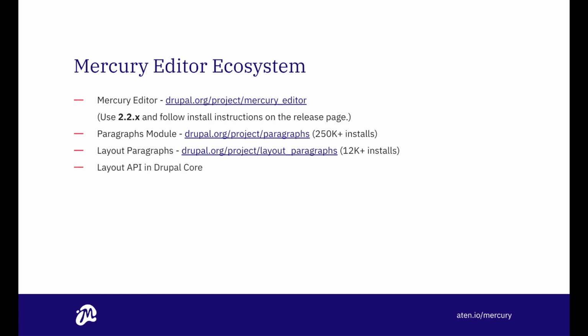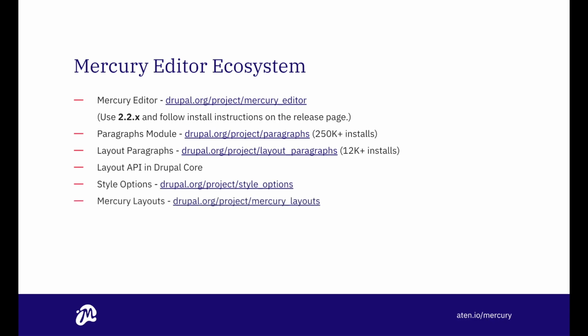All of this makes use of the layout API in Drupal core, makes use of another module that we maintain called style options, which provides a centralized way of managing styles. We'll take a look at what that looks like, and I'm happy to answer any questions about that. I'm going to touch briefly on Mercury Layouts. Mercury Layouts is a repository of layouts available on Drupal.org. It provides some advanced layouts for doing things like working with tabs and accordions.